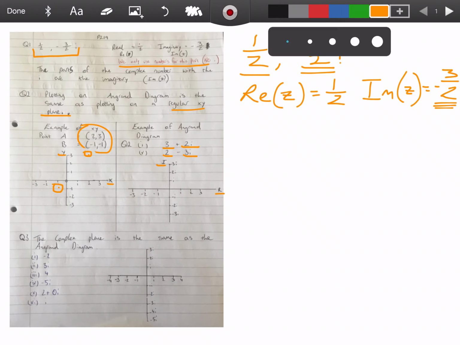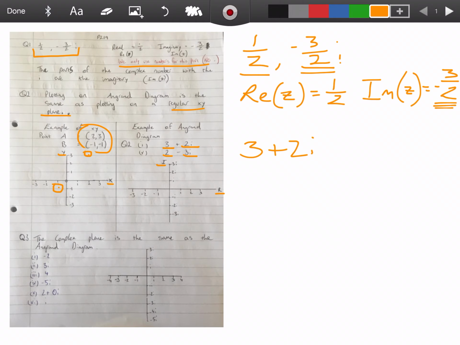Our real axis is the same as the x axis, and our imaginary axis is the same as the y axis. So that makes it even easier again, because I know when I've got 3 plus 2i, I've got the real, the imaginary, the x, the y, exactly the same, okay? 2 minus 3i, the real, the imaginary, the x axis, the y axis.